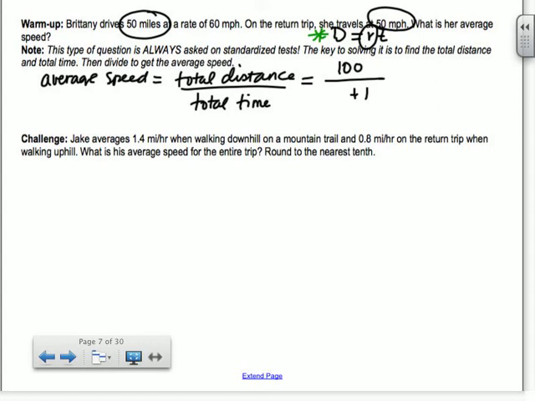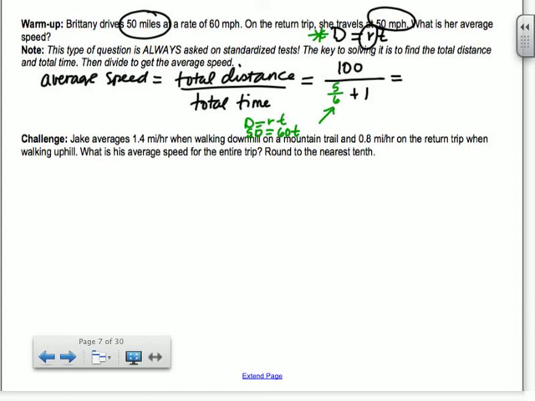We're trying to find the time that it took her. We know the distance she went. We know the rate that she went. So if we had distance equals rate times time, you know that she went 50 miles at a rate of 60 miles per hour. So what's t? If I solve for t, 50 over 60, right? So 5/6. So it's less than 1 hour, 5/6 of an hour.